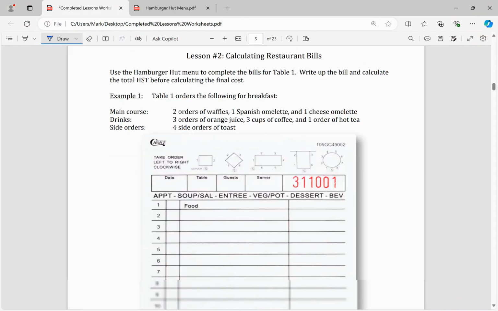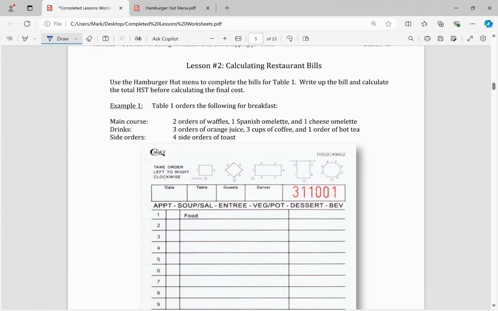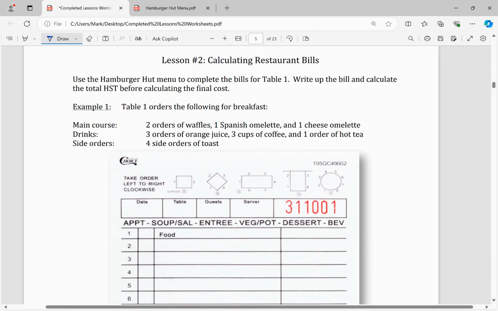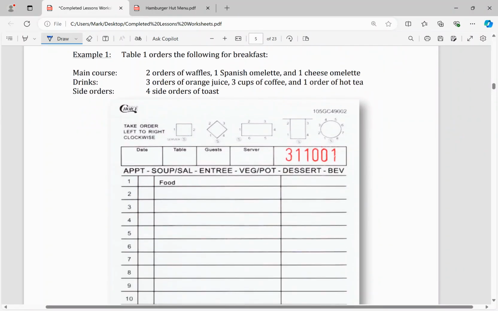All right, so this lesson has us using the same skills as Lesson 1, but we're dealing with many more items. So using the Hamburger Hut menu, complete the bills for Table 1. Write up the bill and calculate the total HST before calculating the final cost. So we have a lot of items that this table has ordered. We have 2 orders of waffles, 1 Spanish omelet, 1 cheese omelet, as well as a bunch of drinks, and 4 side orders of toast. We're going to look these up on our menu one at a time and write down the price, starting with 2 orders of waffles.